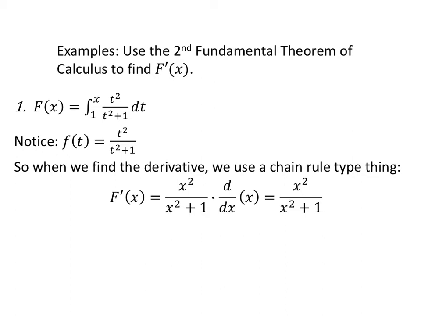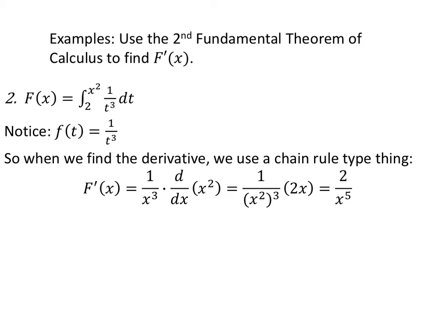If capital F of x equals the integral from 1 to x of t squared over t squared plus 1 dt, using the second fundamental theorem of calculus, I'm going to find the derivative. So capital F prime is: take our function f of t, evaluate it at x, at this upper limit. So that's x squared over x squared plus 1, and then multiply by the derivative of the upper limit. Well, the derivative of x is just 1, so I'll get x squared over x squared plus 1, and it all makes sense.